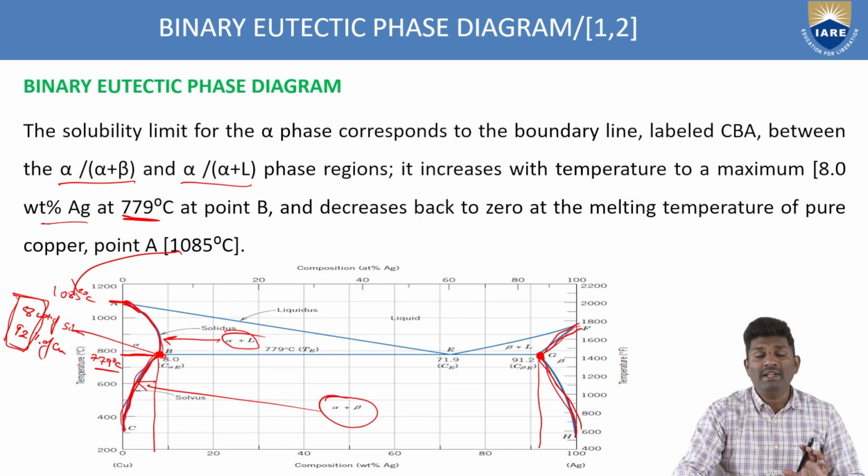So like that, you have to identify at what temperatures, what is the weight percentage of these eutectic systems, and also what is the composition corresponding to that temperature, which can be identified with the help of these phase diagrams.